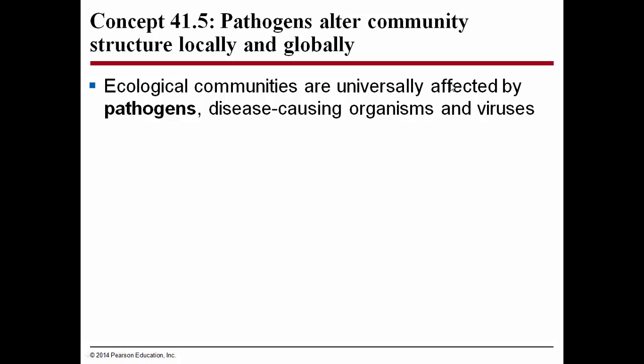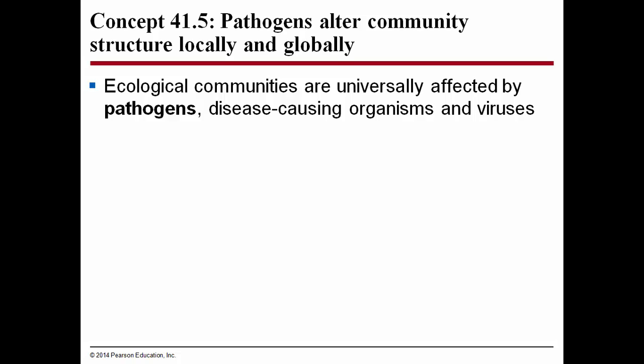Pathogens alter community structure locally and globally. So ecological communities are universally affected by pathogens, disease-causing organisms, and viruses. Pathogens have a way of affecting organisms when they're in density-related matters.